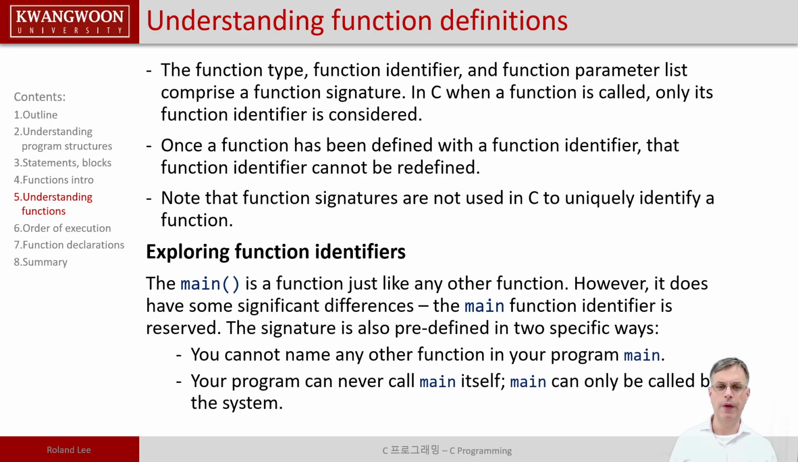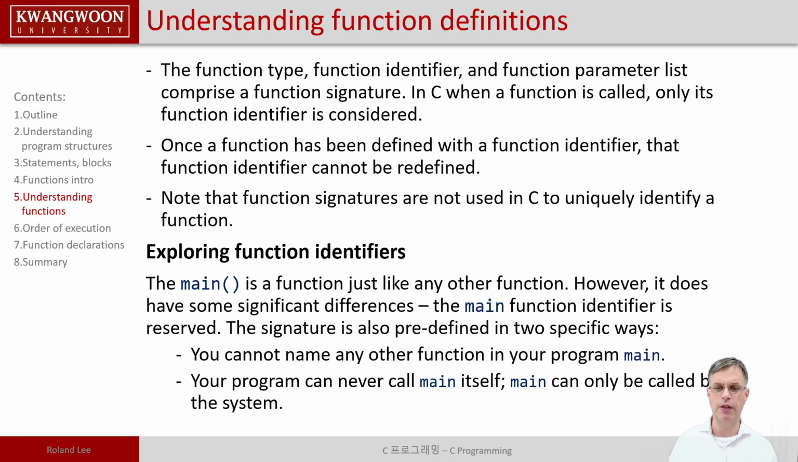When a function is called, only its function identifier is considered. That is the name. Once the function has been defined with a function identifier, that function identifier cannot be redefined with a different function result type or function parameter list. Each function identifier must be unique in C.